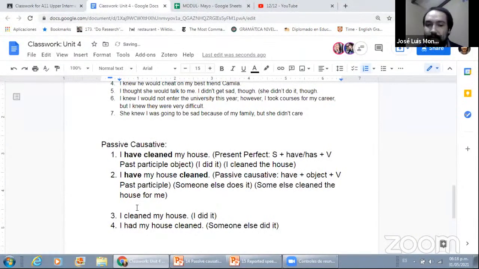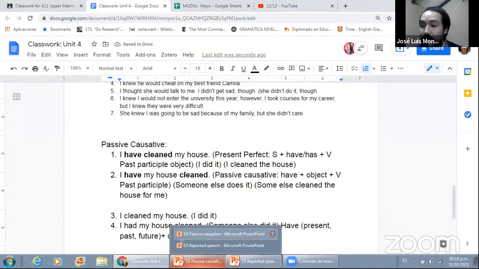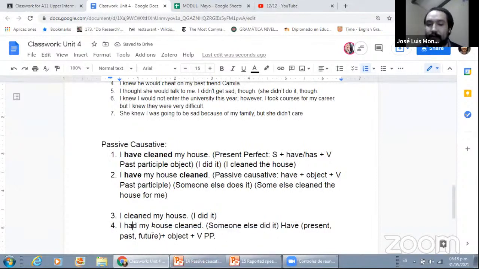Now that you understand the difference, anytime you have the formula, you have the formula here. What was the formula? Have, and remember that have can be in present, in past, in future. After have, you have any object, plus the verb in the past participle. Now, something very important, because you've been telling me that you had some problems with this. It means the following. Object. What is an object?